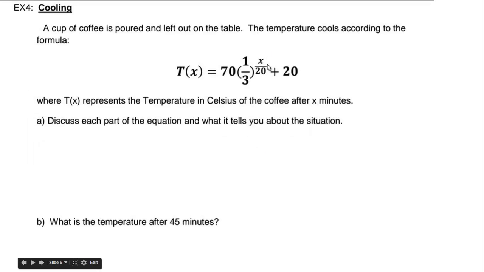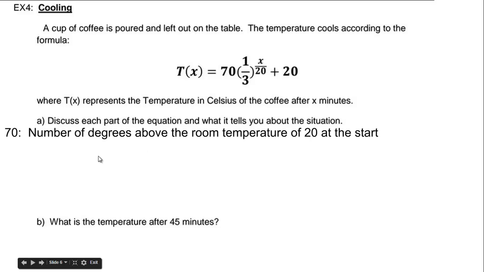This is why I kind of wanted to talk about it. We're going to see it again here. A cup of coffee is poured out and left on a table. It's a really neat problem because it's really easy to visualize. Temperature cools according to the formula T = 70(1/3)^(x/20) + 20. X is the number of minutes, and T is the temperature in Celsius. Discuss each part of the equation, what it tells you.